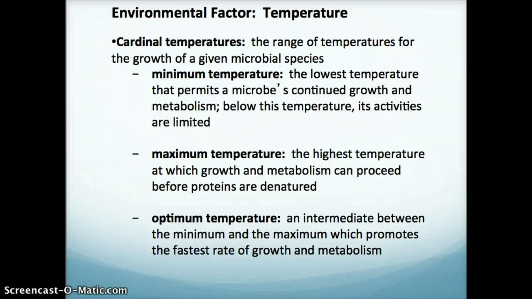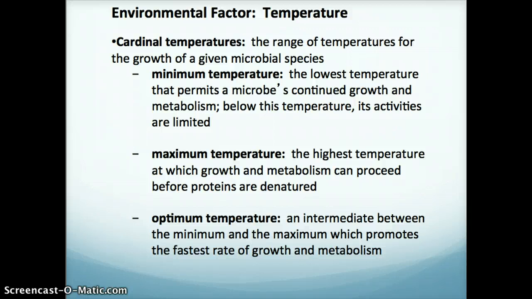So the first of the environmental factors that we're going to look at is temperature. We have what is called the cardinal temperature, and that's the range of temperatures that a given microbial species can grow in. There's obviously a minimum temperature. It's the lowest temperature at which that microbe can still have growth. Below that temperature, its activities are either limited or it may actually not survive. And then we have a maximum temperature, which is obviously the opposite, the highest temperature at which the microbe can still grow and metabolize without its proteins becoming denatured.